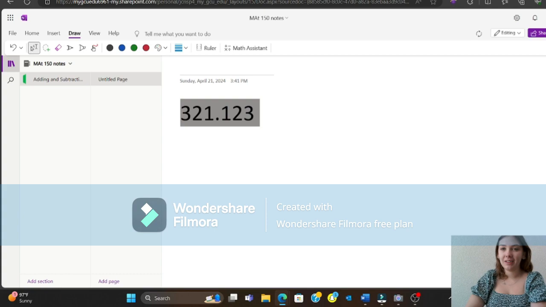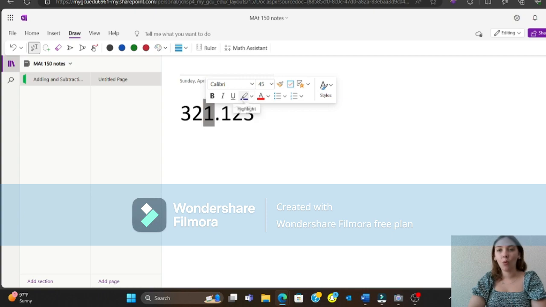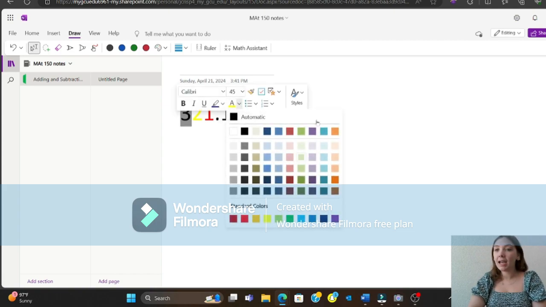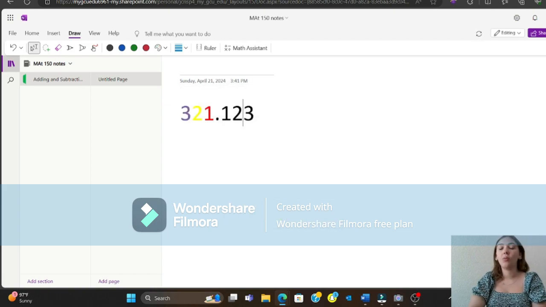There we go. All right, so we have 321.123. Now, let's review our place values. To the left of the decimal, our first number is 1. That is going to be in the ones place. Our second value is 2, and that is going to be in the tens place. Our third number is 3, and that's in the hundreds place.